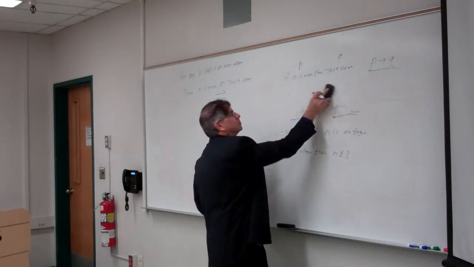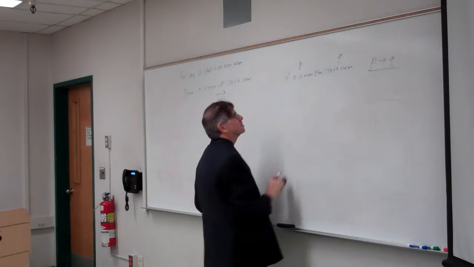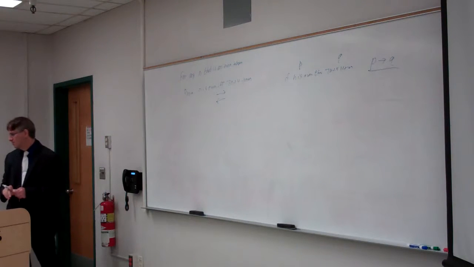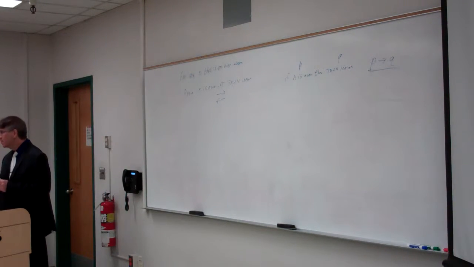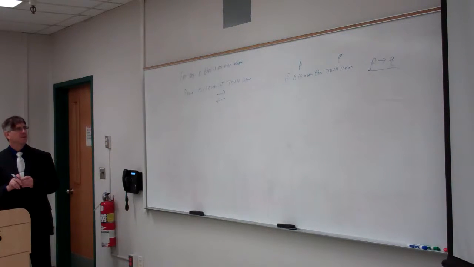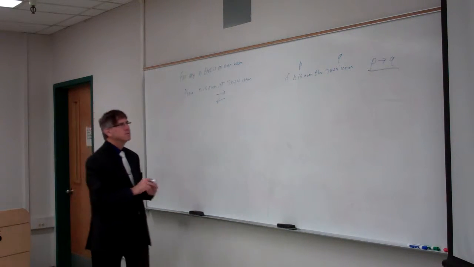So let's do if P then Q. If n is even, then 7n plus 4 is even. How do we go about that? n plus 6n plus 4, which is equal to n plus 2 times 3n plus 2.